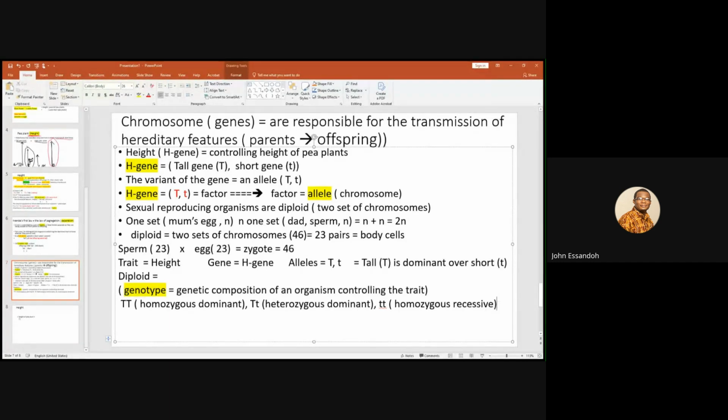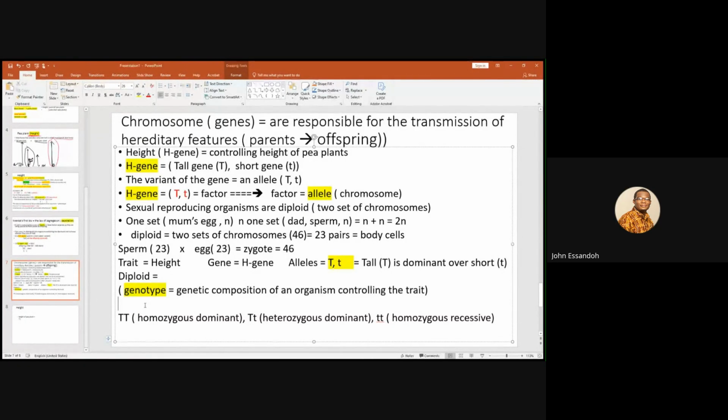Homozygous recessive. Please, are we getting it? So in the population of pea plant, there are 2 alleles. But there are 3 possible genotypes.